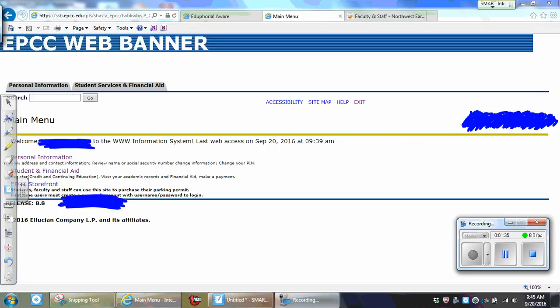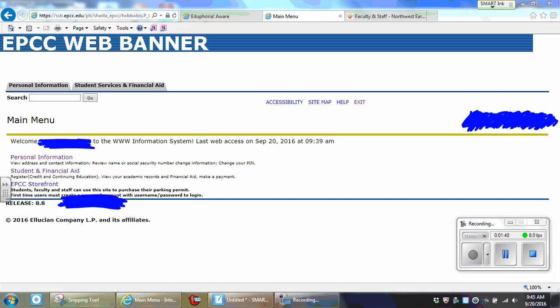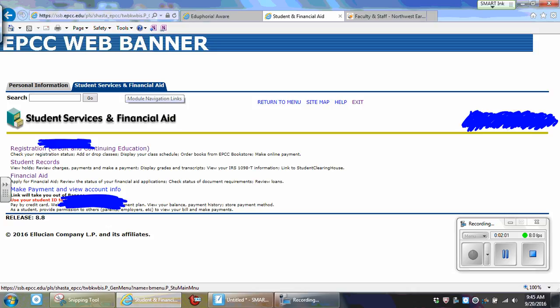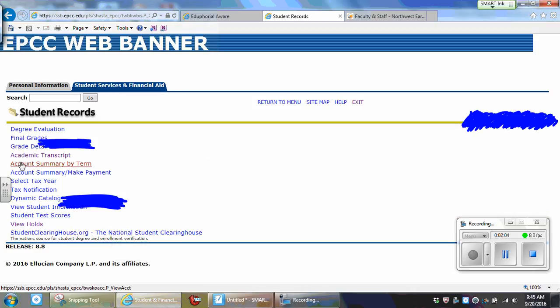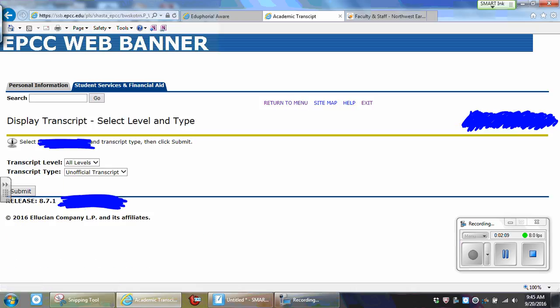So the first thing to know is the name of your class and the credits that that class gives you. So, for example, one thing to find that out is to log into your banner, and then you will go to Student Services and Financial Aid. From there, you will click on Student Records, and then you can look at your academic transcript. Here, you can print all levels or just the credit ones.